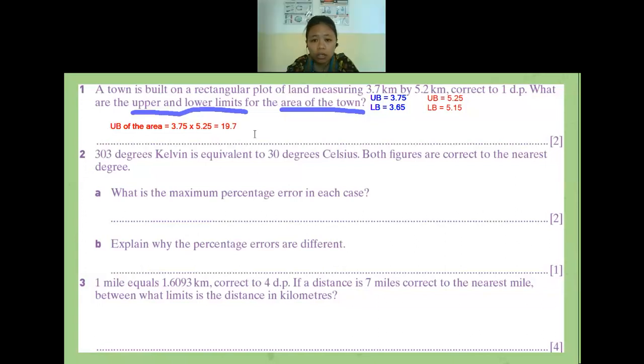Multiplication, upper bound times upper bound. The upper bound is 3.75, right? And then the upper bound is 5.25, the upper bound of 5.2, right? Or did I take the wrong number? The upper bound of 3.7 will be 3.75, that's why I take the 3.75. And then for the second, I take the 5.25 because the upper bound of 5.2 is 5.25. Or is there any part where I made a typing mistake? Because sometimes when I type, I type the wrong number also.